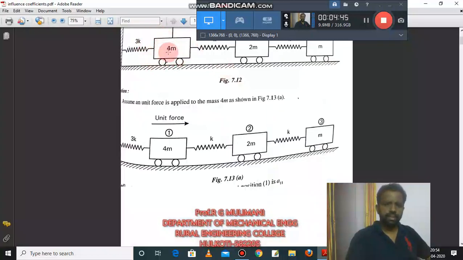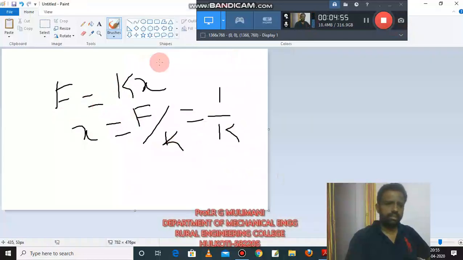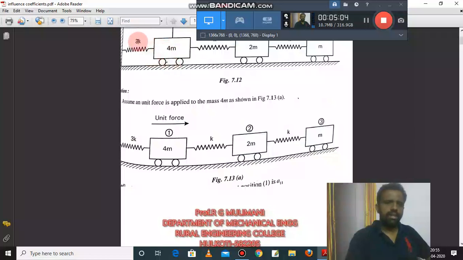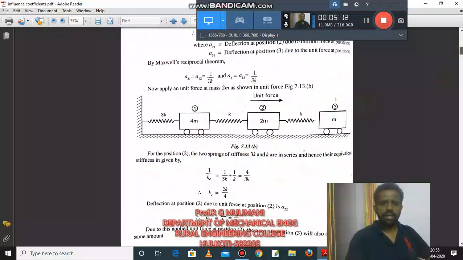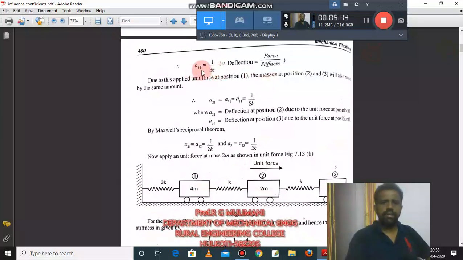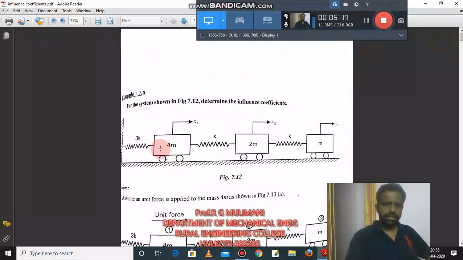For the mass 1, when it is pulled, only this spring will get elongated, so this spring stiffness is 3K. How to find the displacement here? X is equal to 1 by K, the reciprocal of the spring stiffness. So only this spring gets elongated when this mass is pulled. So it is 1 by 3K. A11 is equal to 1 by 3K. When the mass is pulled, the same elongation will take place for the mass 2 and mass 3.